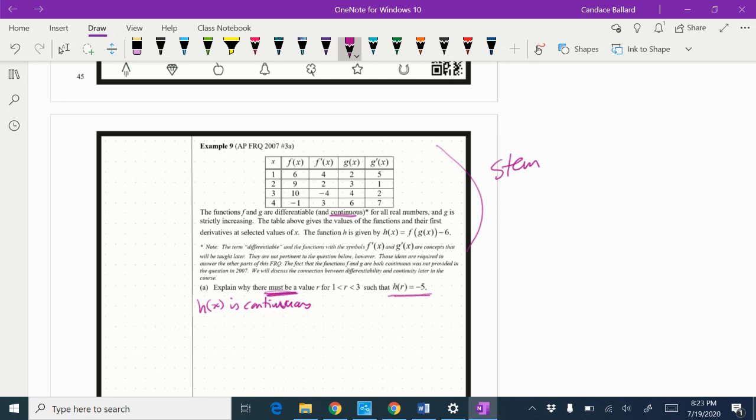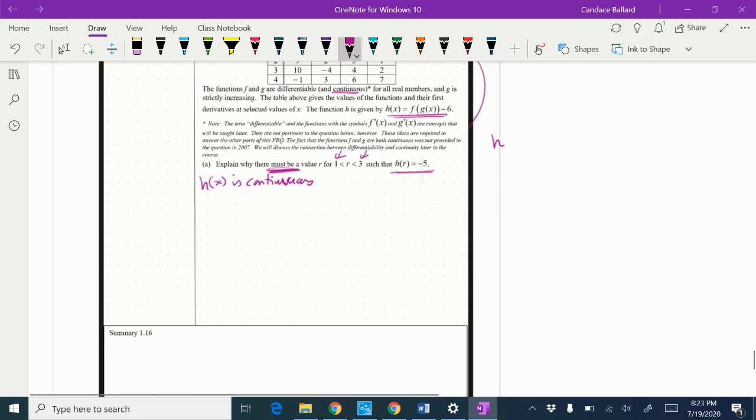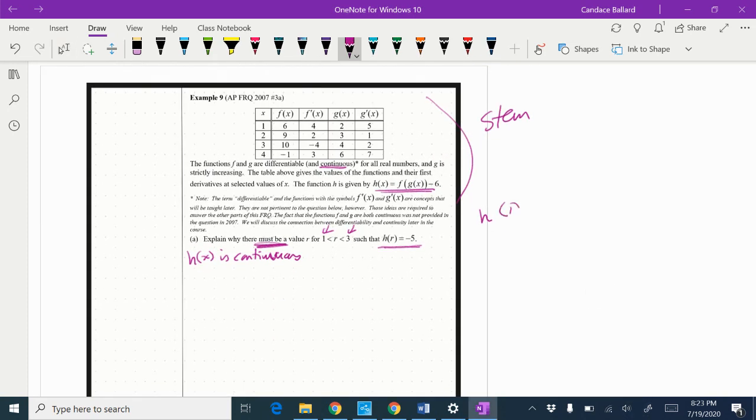Okay. And then we also need to do this calculation here of what the values are at these r values, which are really going to be like x values. So I'm going to do that calculation off to the side here. So h of 1 equals f of g of 1 minus 6. So this is where the table comes in. I need to find g of 1 on the table. So g of 1 is 2. Now I need to find f of 2. So f of 2 is 9, and 9 minus 6 is 3.